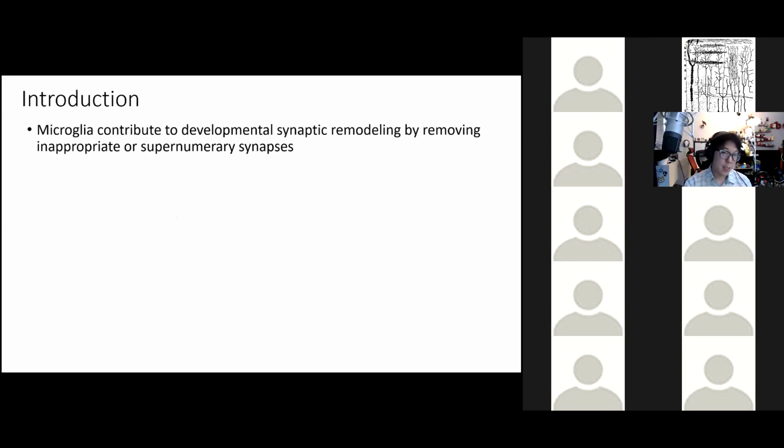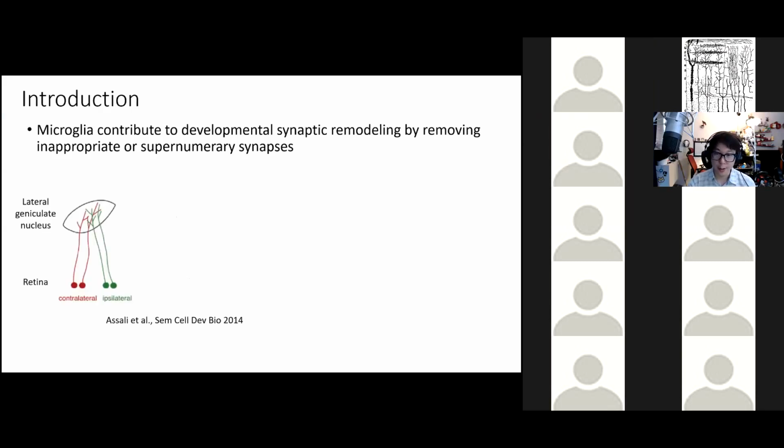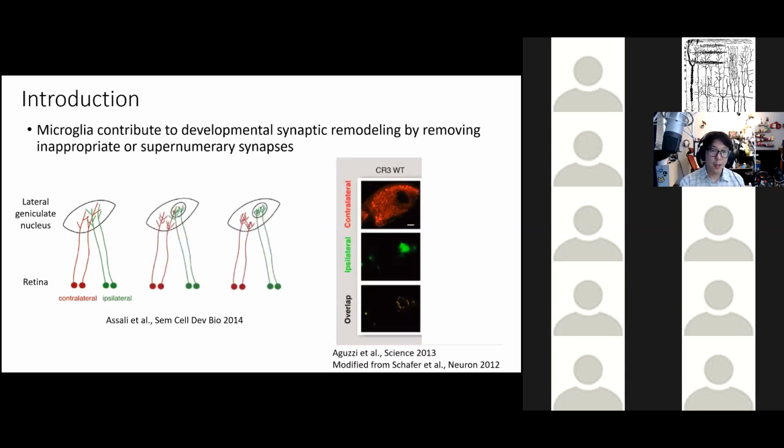For example, in mammals, in the lateral geniculate nucleus, the retina projects. So the lateral geniculate nucleus receives inputs from both eyes. And at birth, the axons from both eyes overlap, but during the first postnatal week, axonal pruning causes a segregation into eye-specific territories with minimal overlap. So this process is important for binocular vision.